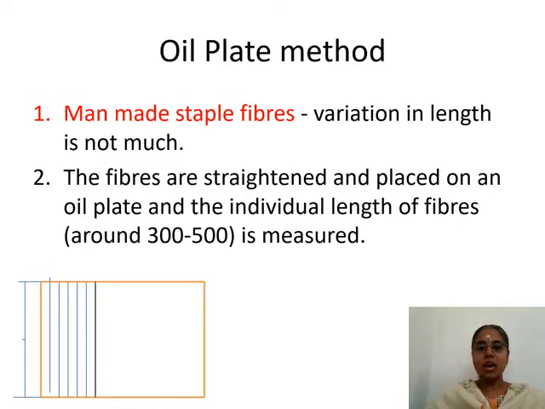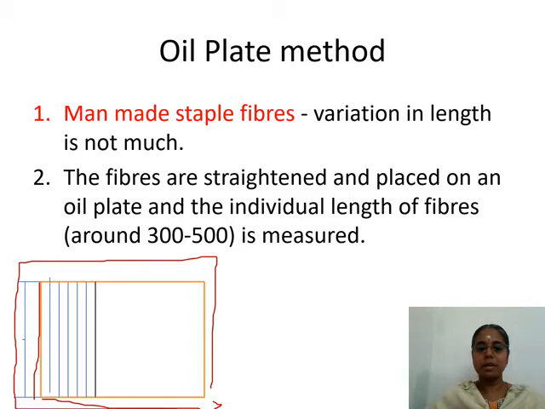So the first is the oil plate method. In the oil plate method, as you know, for man-made fibers the variation is not there. Only double-cut fibers may be there. The fibers will be with crimp. So they are placed on, and consider this as an oil plate. See, this is an oil plate here. I'm drawing it again, this oil plate. In that you are placing the fibers.